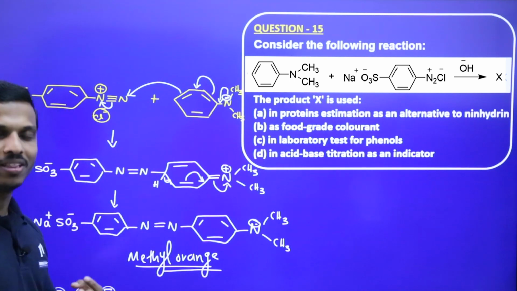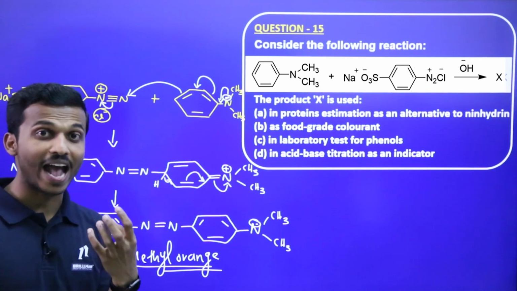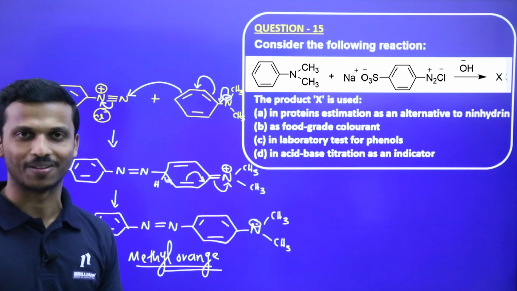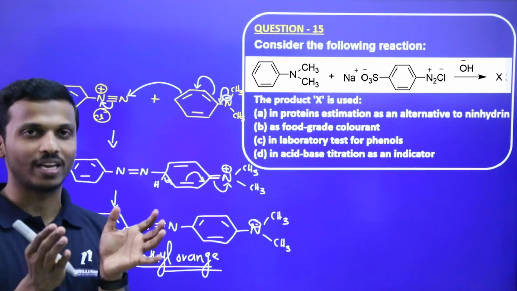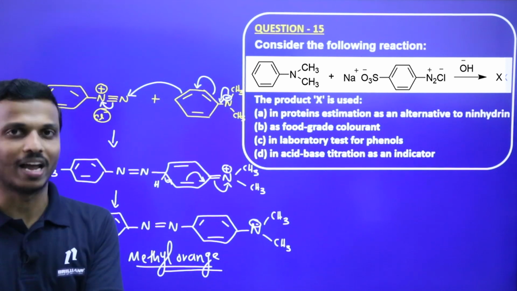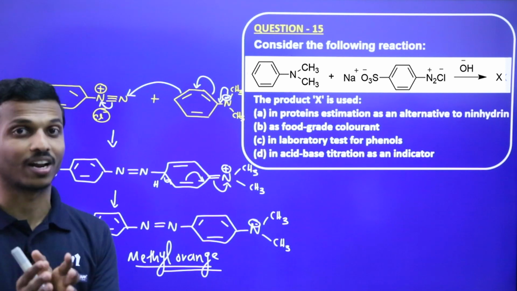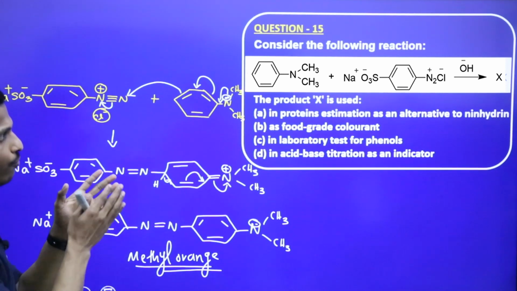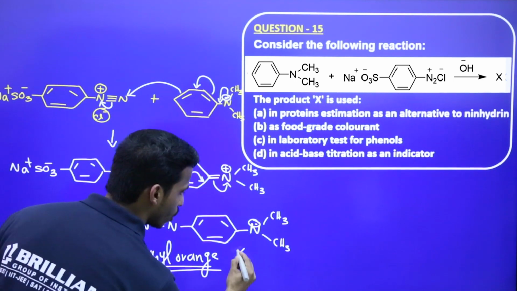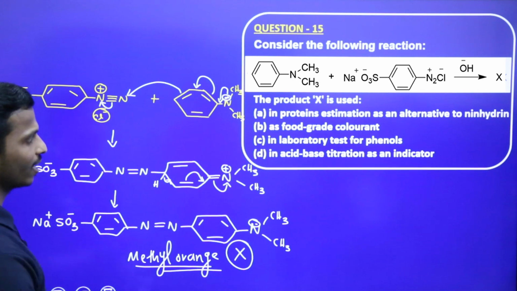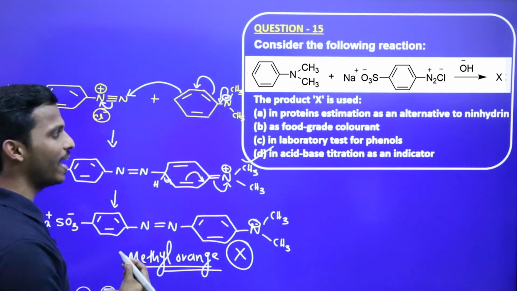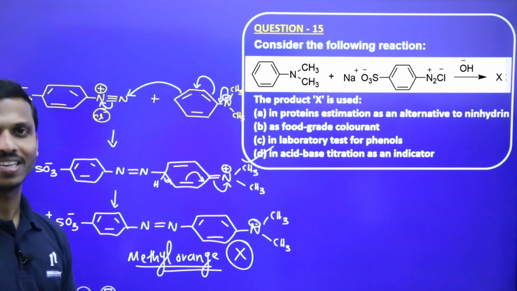This compound is known as methyl orange. You know, methyl orange is used as an acid-base indicator, right? In base, methyl orange has a yellow color and in acidic medium, it has a red color. So the question, the forming compound X, this is your compound X and it is used as an indicator in acid-base titration.